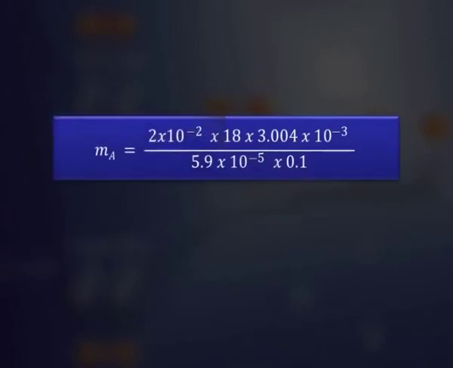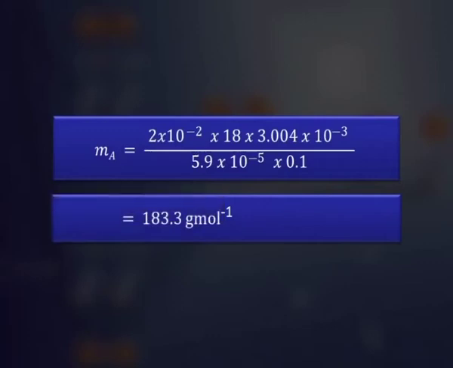Therefore, Ma is equal to 2 into 10 to the power minus 2 into 18 into 3.004 into 10 to the power minus 3 divided by 5.9 into 10 to the power minus 5 into 0.1, which is equal to 183.3 grams per mole.